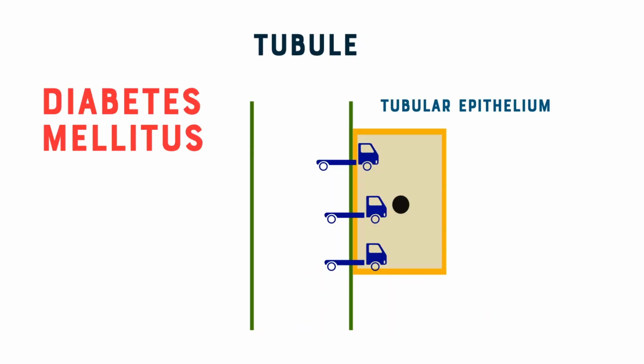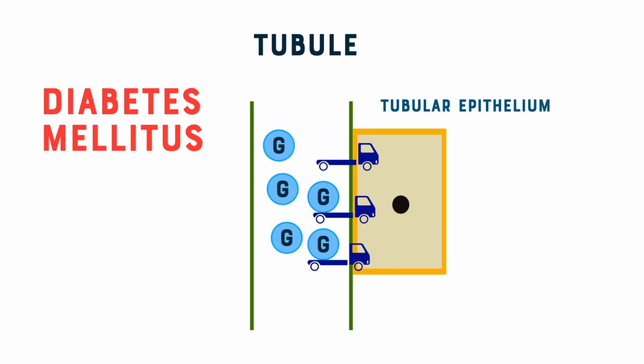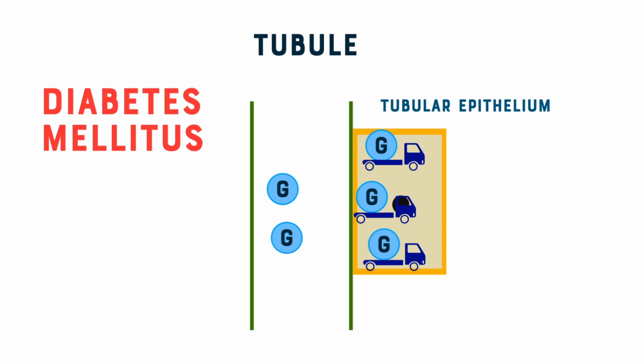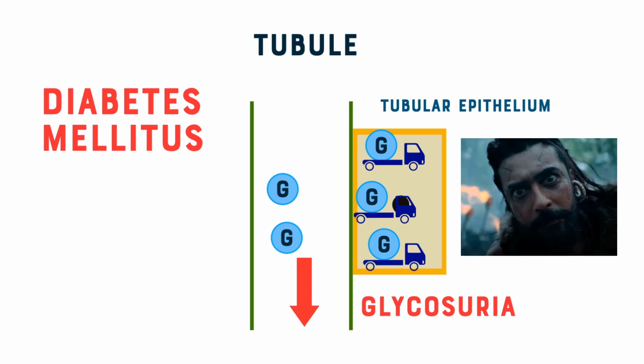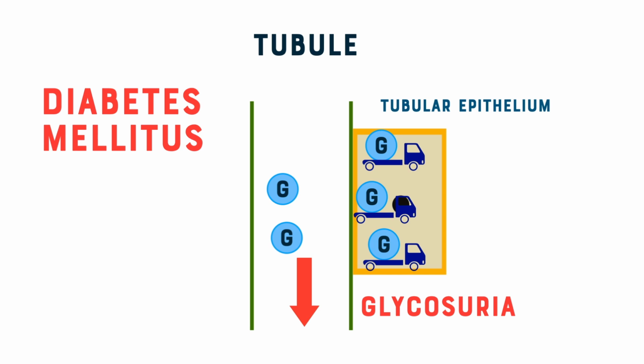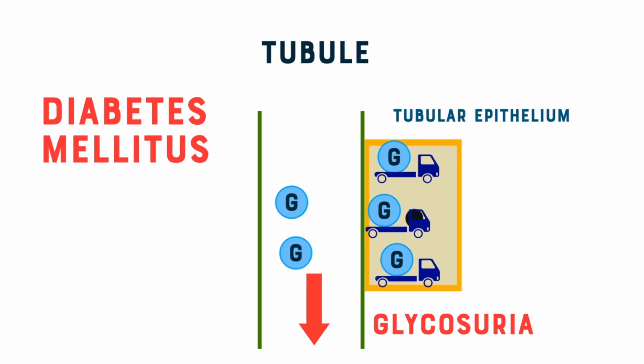Now in the tubule, what happens in diabetes mellitus is that a lot of glucose molecules get filtered. Here we can see that there are three trucks, but there are two glucose molecules which are left alone. These glucose molecules will come into the urine, and this is called glycosuria. The reason you have this glycosuria is that the overwhelming number of glucose molecules outweighs the number of SGLT2 receptors. So there are not enough trucks to carry all these glucose molecules back into the blood, so they don't get reabsorbed, and they come into the urine. This is called glycosuria.